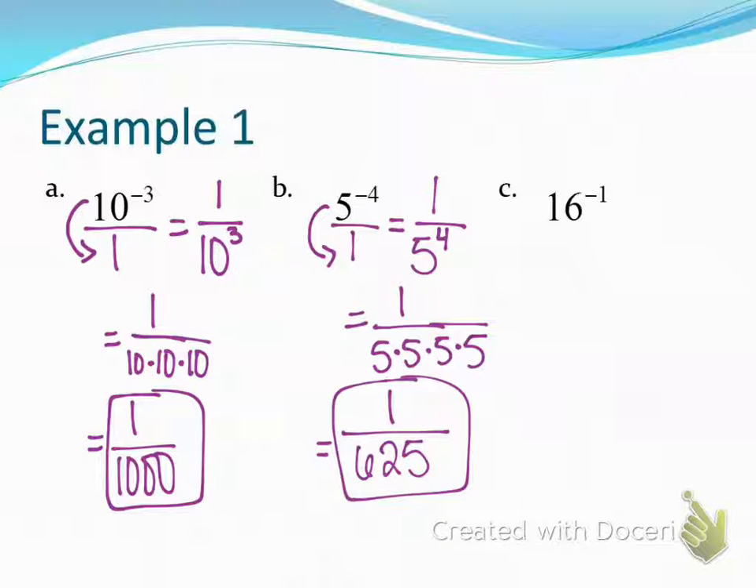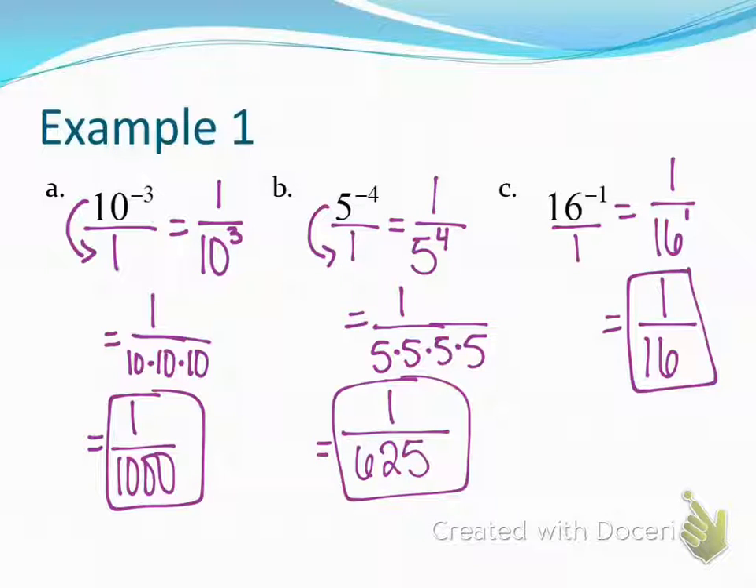Some of us might be ready. Okay. On letter C, who can tell me what this would initially become? If you want, you can put that 1 underneath it. That helps you remember what to do. May? Good. 1 over 16. And you can keep the first power if you want to, now that it's a positive first power. But 16 to the first power is just 16. So our final answer would really just be 1 over 16.